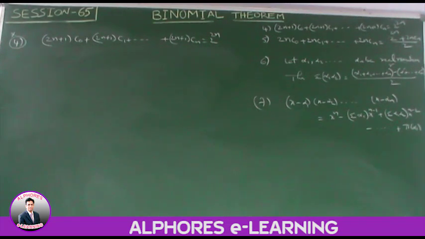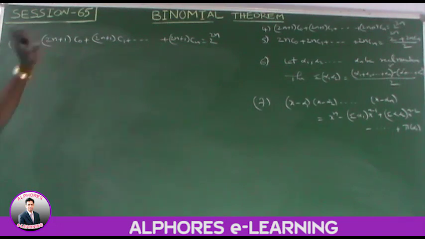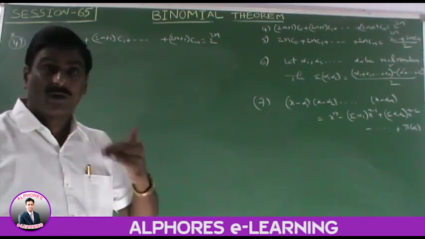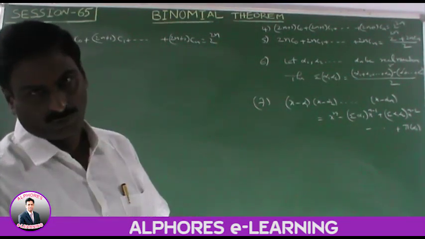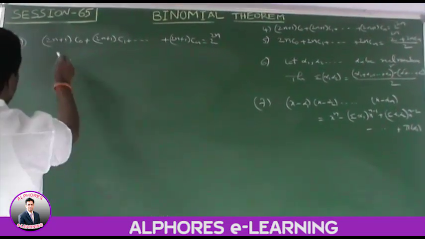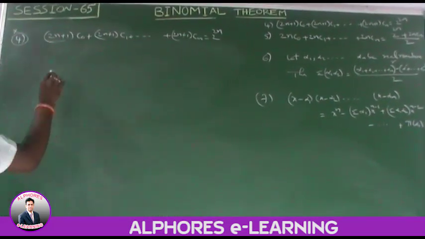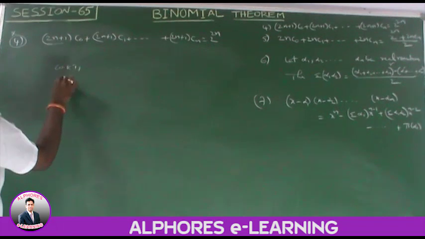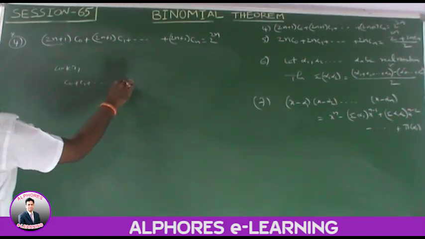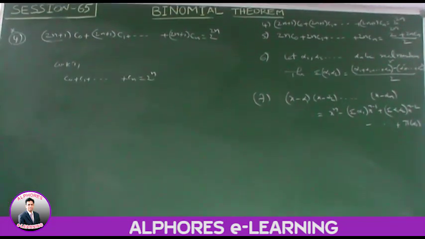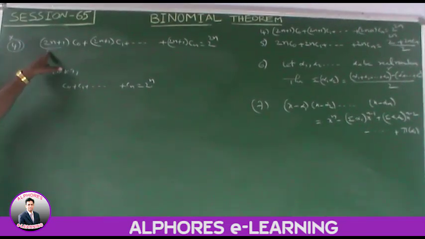Please observe these values. In this case, what is the binomial index? The binomial index is 2n plus 1, that means an odd value. Here, what is the n? n is equal to 2n plus 1. We know that the sum of the binomial coefficients C0 plus C1 plus C2 plus so on Cn is equal to 2 power n.